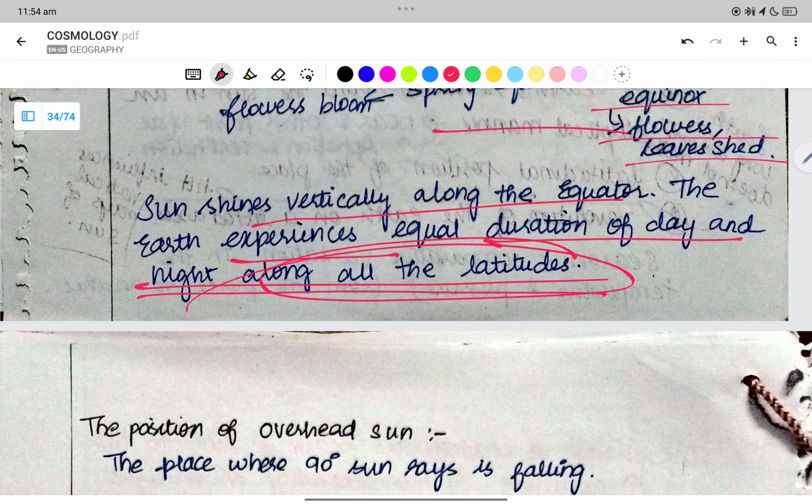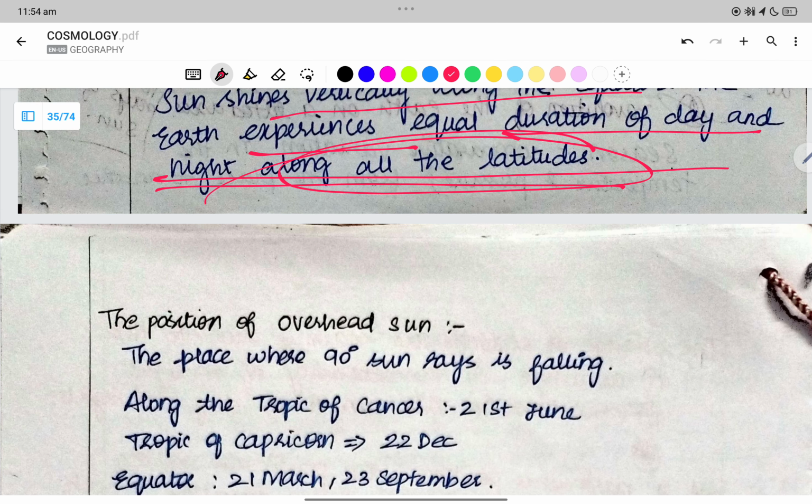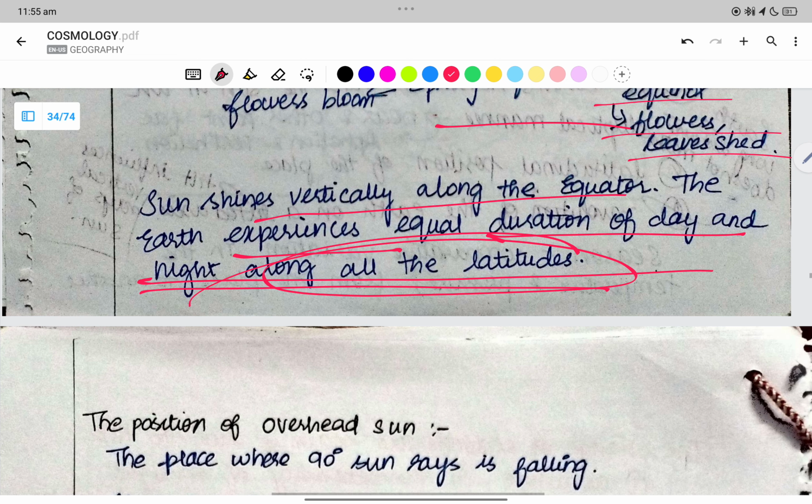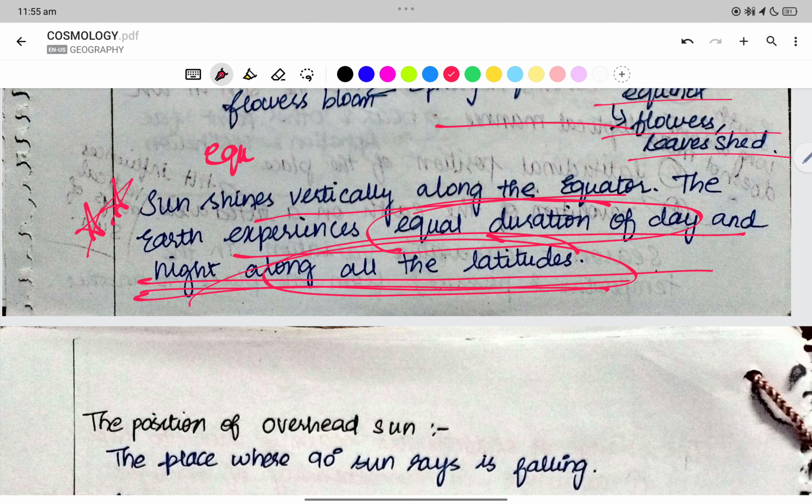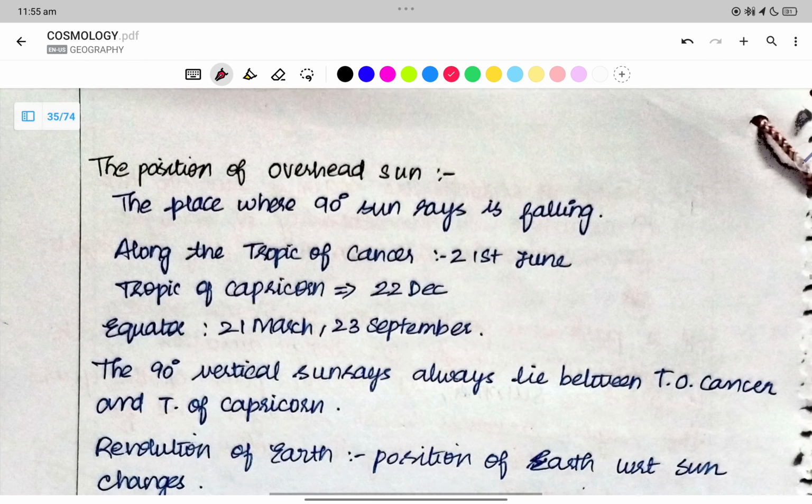So along all the latitudes there is equal day and night only when the sun is vertically at the equator. We need to remember this important point. Equal day and night along all the latitudes. That is why we call it equinox. Equal day and night along all the latitudes is what we call an equinox.